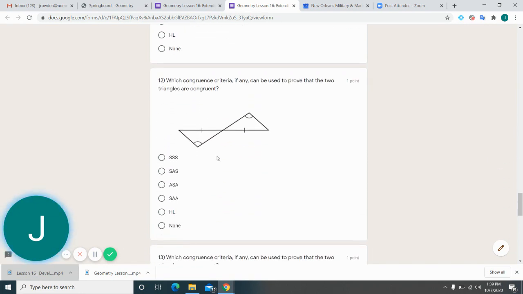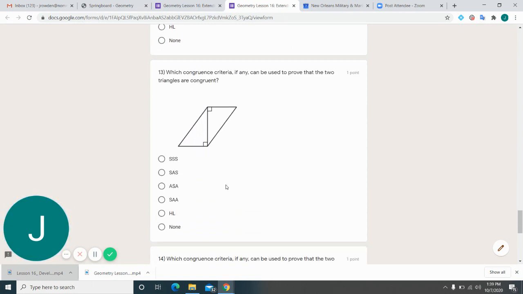Okay, when this one, you would think all it's marking is a side and an angle. But look right here. What happens when you have vertical angles? They equal each other. So it's actually side, angle, angle. So SAA proves that they're congruent. What about right here? They look congruent, but can we prove it? We have a right angle. We have a side that they share. So we have angle, we have side. Do we have any other sides or any other angles? No, we don't, so we'd have to say none.